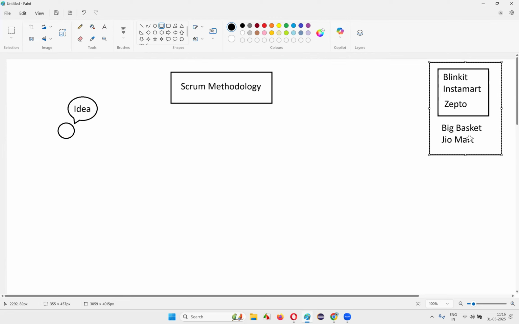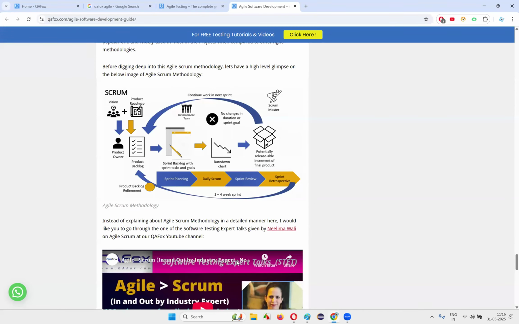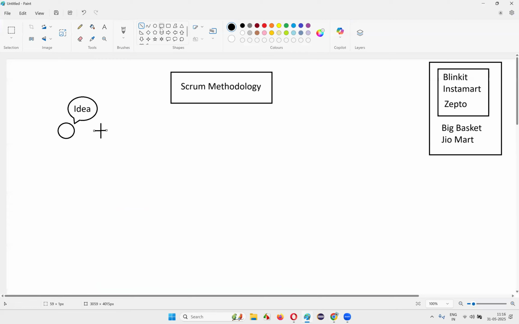Assume that one of these, this particular person got an idea: why can't we deliver the groceries required for the household within 15 minutes of ordering it? That is the business idea or vision this person got. Then this person or company or group of people will work on a roadmap. They will create a product roadmap, a plan.